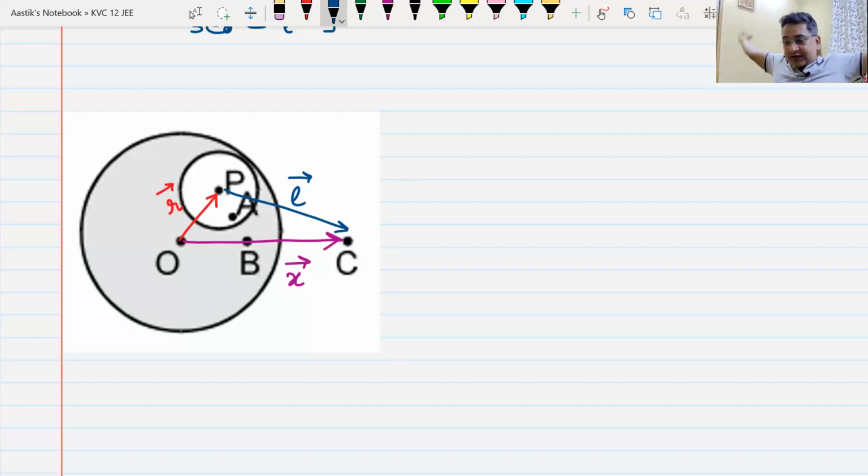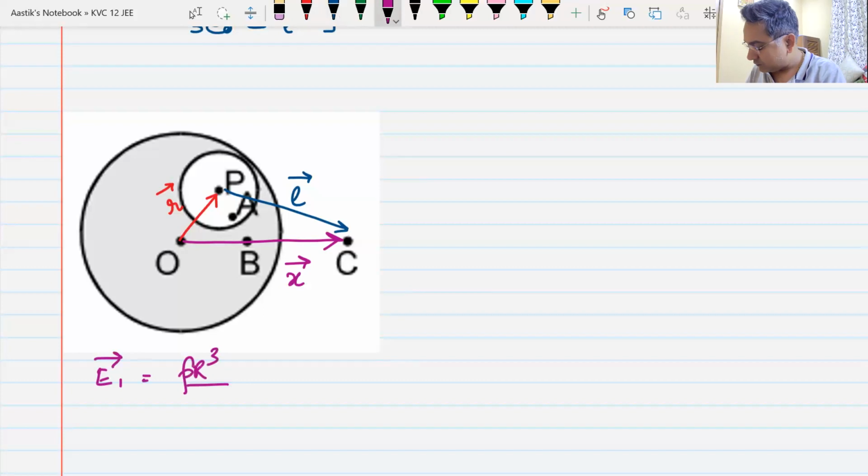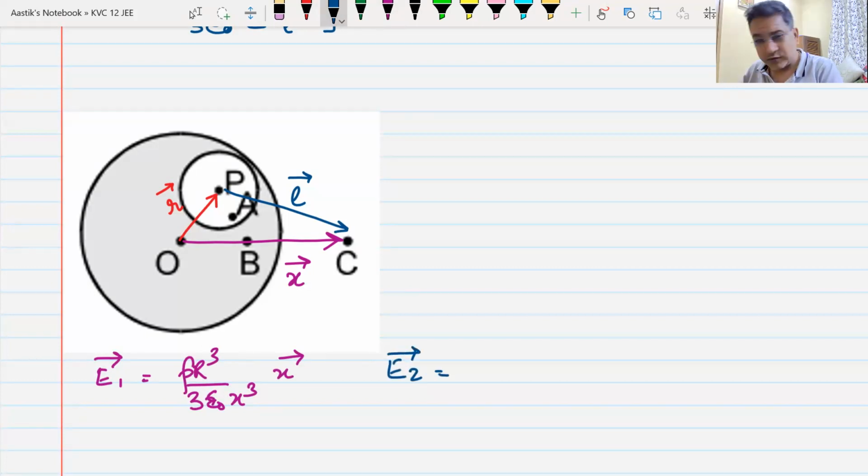Take a long, deep breath and then you concentrate. E1, electric field due to 1, is rho, capital R cube by 3 times epsilon naught x cube into x vector. Do we understand this? Capital R is the radius of the bigger sphere. Then again, you take a long, deep breath and then you write the value of E2. And we have written it so many times that we must know it. Rho small r cube divided by 3 times epsilon naught x cube.